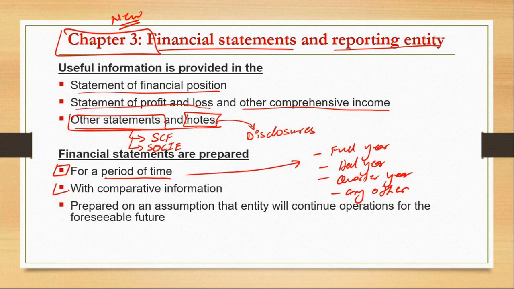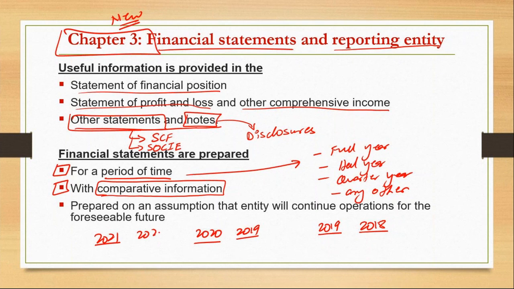Plus, the second thing is that the financial statement should be prepared with comparative information. This means that if we are preparing the financials of 2019, we should give a comparative of 2018. In 2020, we are going to give a comparative of 2019. In 2021, we are going to give a comparative of 2020. So every time we need to prepare the financials, we need to actually show the comparative figures.